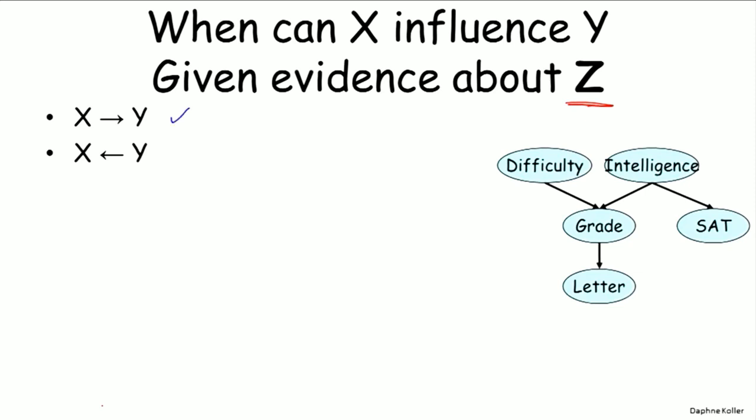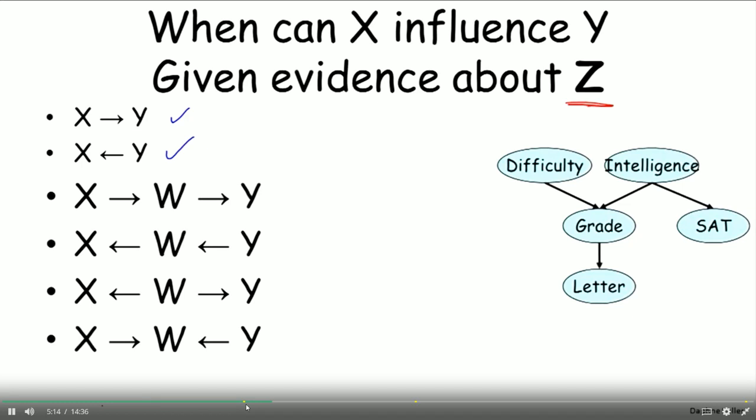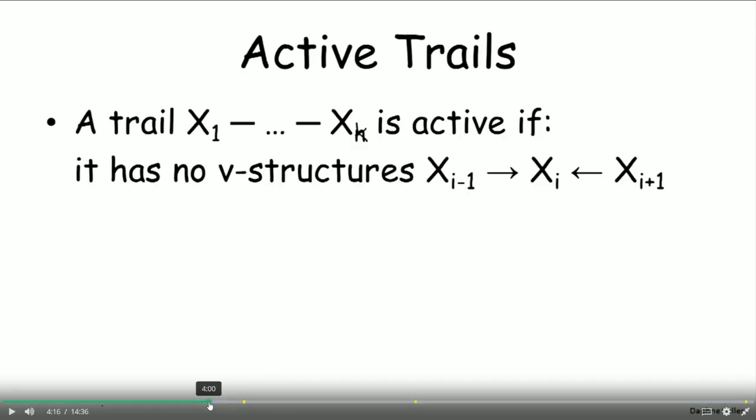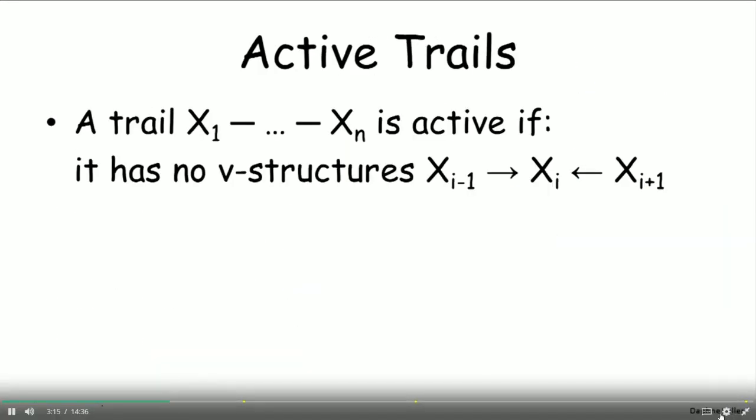So here also, if X is directly connected to Y in either the causal or the evidential direction, if you tell me something about one of them, it can change my beliefs about the other. Now let's look at these 4 cases, which are the most interesting ones. That is, when can X influence Y? So now let's define this notion of active trail in the context of no evidence.